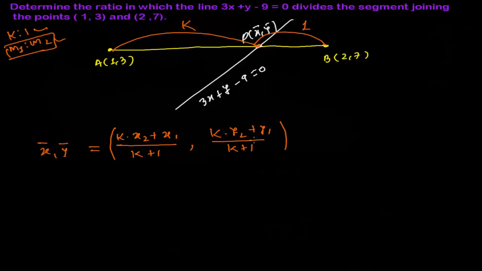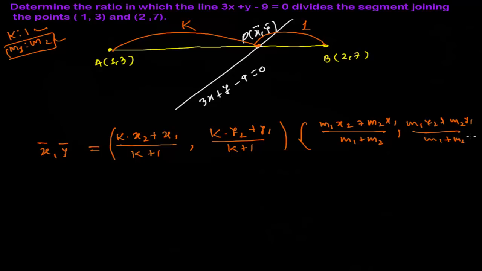If you don't know this formula, then I'm going to explain it here. It is actually the section formula only: (m1 x2 plus m2 x1) over (m1 plus m2), where it goes 1, 2, 2, 1. Similarly, (m1 y2 plus m2 y1) divided by (m1 plus m2).